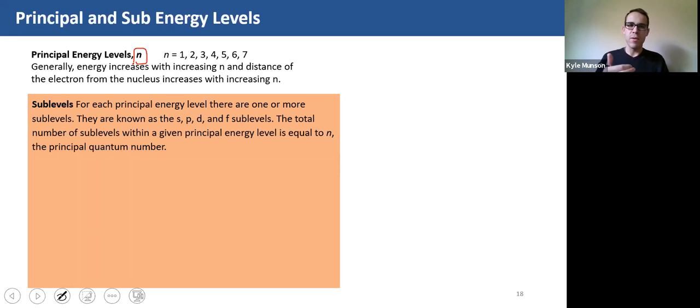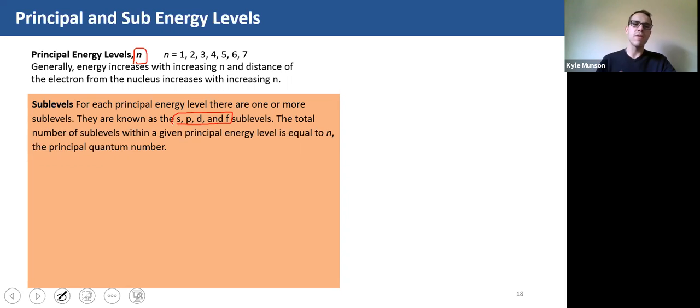We're going to be talking about some exceptions to this a little later in terms of energy with the sublevels really. But generally, energy increases with increasing N. And the sublevels are, for any one of these principal energy levels, there are one or more of these things called sublevels. They're known as the S, P, D, and F sublevels. We'll really only have to worry about the S, P, and D sublevels in this class.